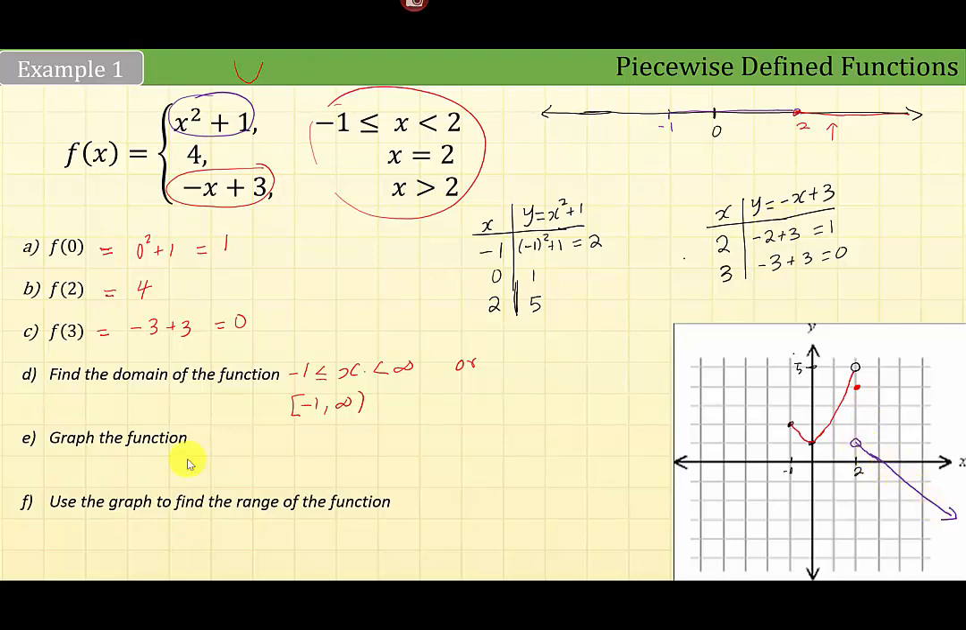So we did the graph of the function, and the last part is to use the graph to find the range of the function. Range is the y value. Now you can see in this graph, the maximum y value goes up to 5, but it does not include 5. And then it goes all the way down to -infinity. So the range for the y value goes from -infinity up to 5, and it cannot reach 5. Or if you write in interval notation, you can write -infinity to 5, both open.